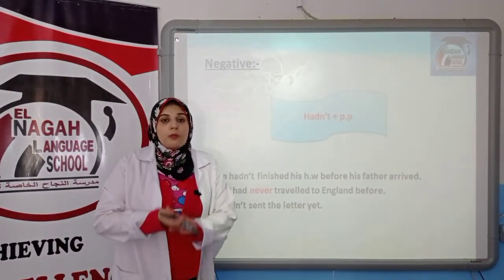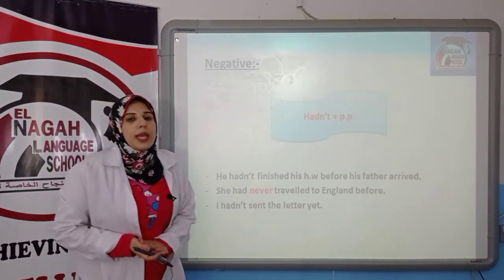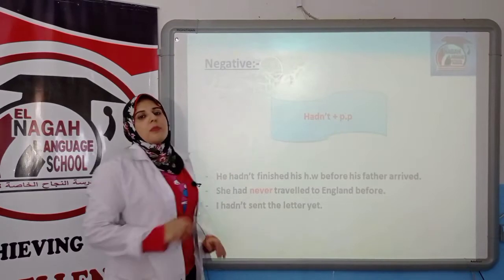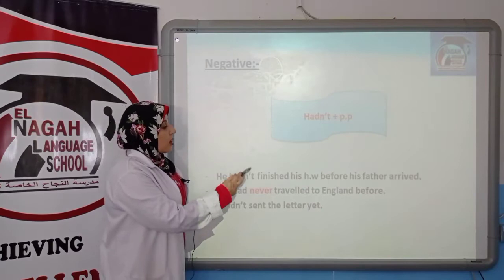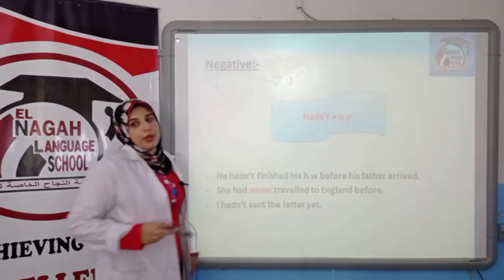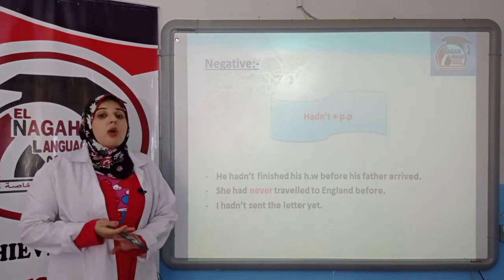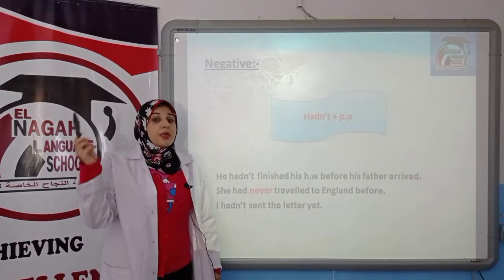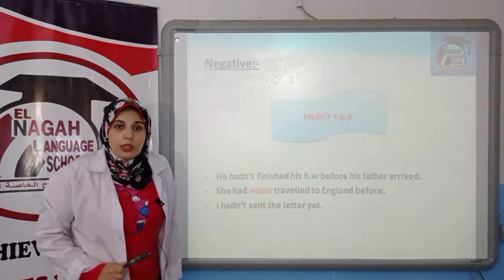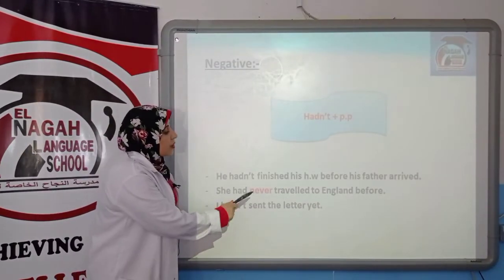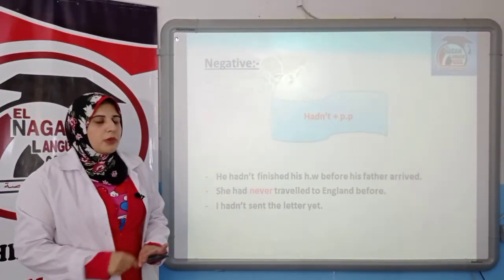If we want to put it into the negative form, we add not: hadn't plus past participle. Examples: He hadn't finished his homework before his father arrived. I hadn't sent the letter yet. Also, we can make the sentence negative by using never. She had never traveled to England before. She hadn't traveled to England before.